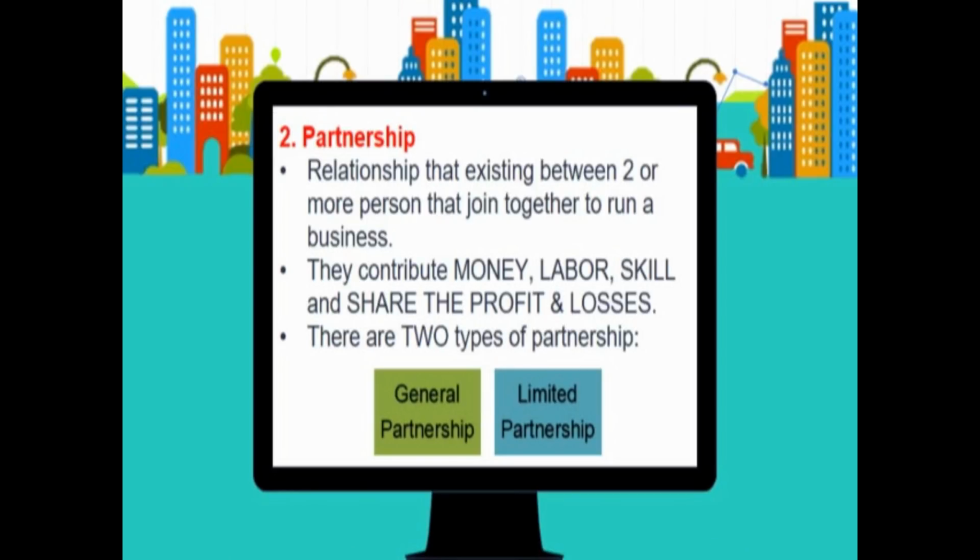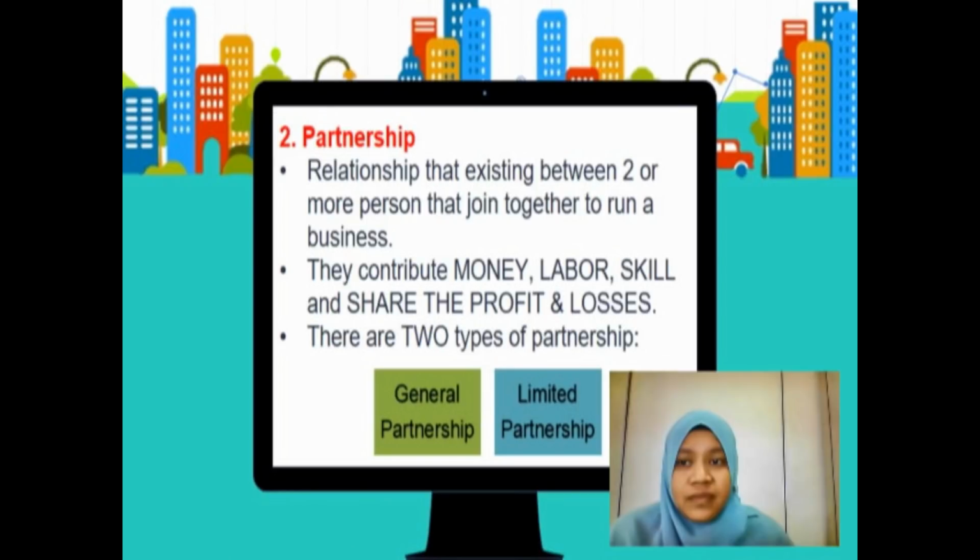Okay, the second one is partnership. Partnership is normally a relationship ataupun company that has two or more persons as owners that run the business together. Okay, they contribute money, labor, skill and share the profit and losses. Okay, we have two types of partnership. First one is general partnership. Second one is limited partnership. So I will explain to you one by one regarding general and limited partnership.